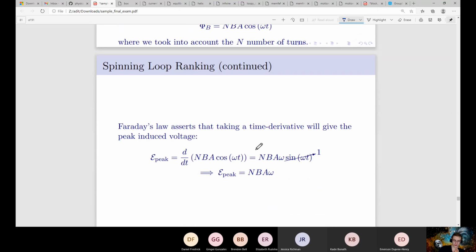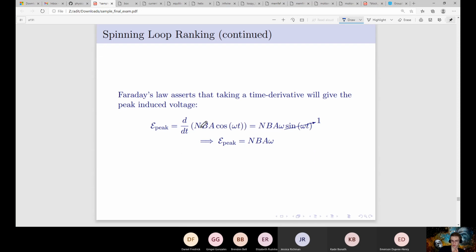Faraday's law just tells us to take a derivative of that quantity, so let's do that. N, B, and A are all constants with respect to time, so they come out of the derivative. And then taking the derivative of cosine with respect to time, we pull out the factor of omega, and that cosine becomes a sine.